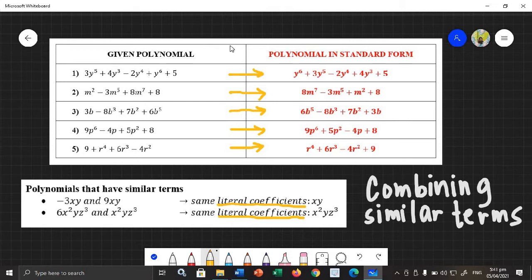First, you need to make sure that your given polynomials are arranged in standard form so you won't have to arrange them at the end. Check your given if they are already arranged in standard form. If they are not yet arranged in standard form, you need to arrange the given in standard form. And then you need to make sure that the polynomials you add are similar, or they have similar terms. Okay? So just look at the literal coefficients.